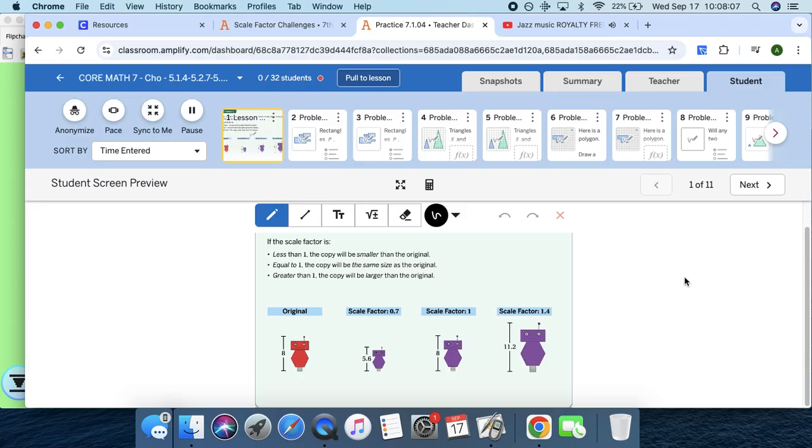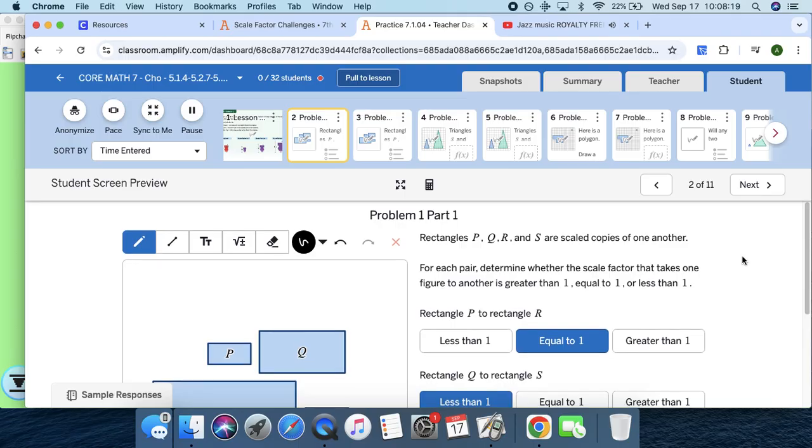If the scale factor is less than 1, the copy will be smaller than the original. If it's equal to 1, the copy will be the same size as the original. If it's greater than 1, then the copy will be larger than the original. So let's take a few examples here.